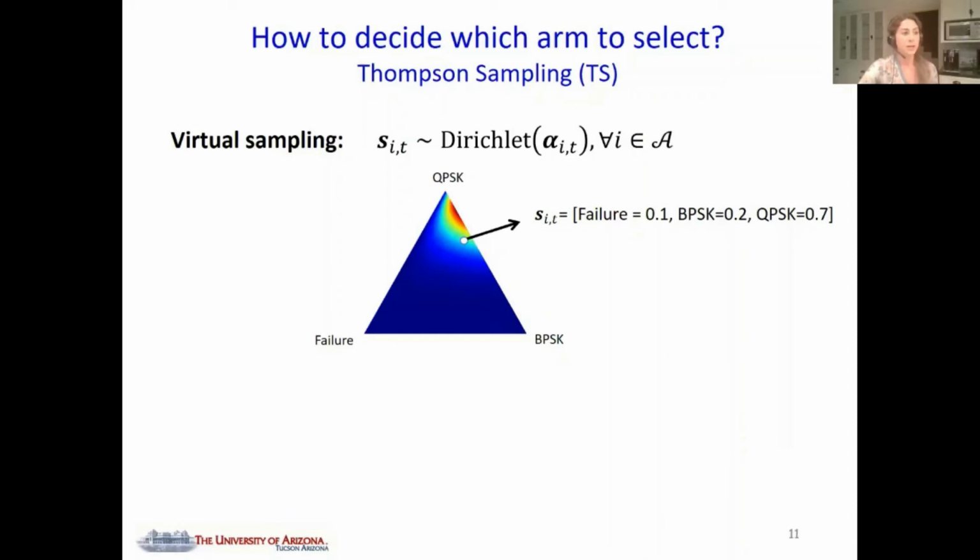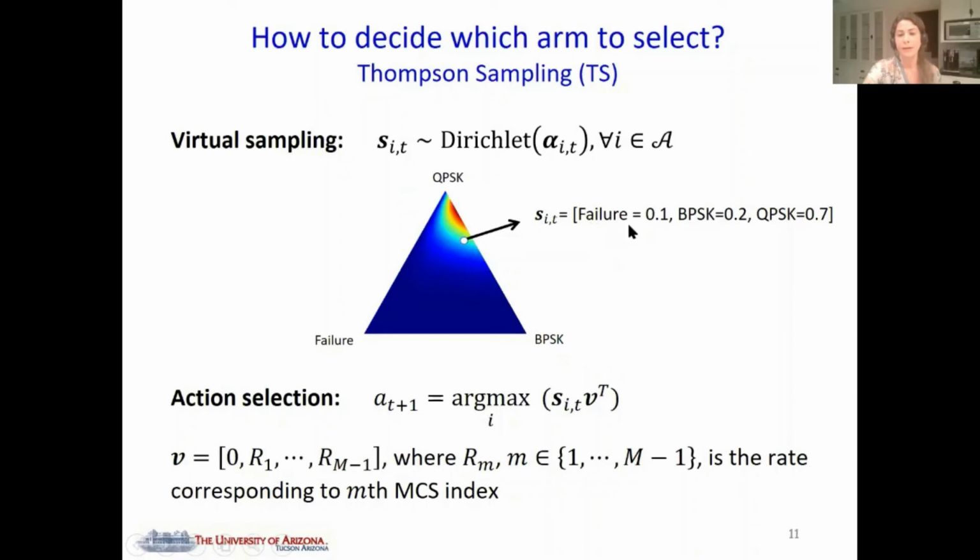To do probability matching, we can do Thompson sampling, which basically takes a sample realization from each arm's updated reward distribution. In this example, I'm showing a three-dimensional Dirichlet distribution as a heat map. The red corresponds to higher probabilities and darker blues correspond to lower probabilities. For instance, this distribution is likely to generate a sample like this, theta_it, which in this case is three-dimensional, and could mean a transmission failure, BPSK and QPSK, for instance. So let's say that the sample is failure equal to 0.1, BPSK equal to 0.2, and QPSK equal to 0.7.